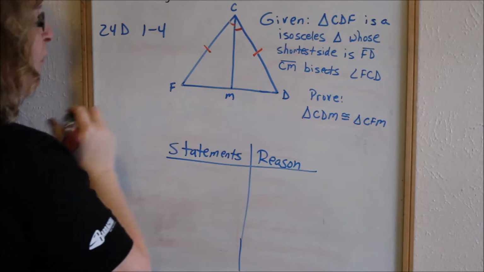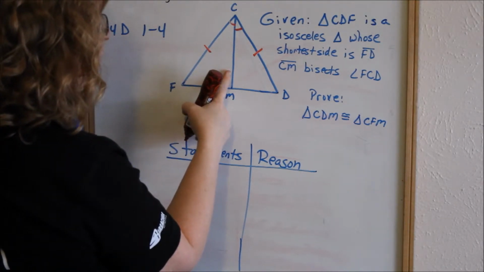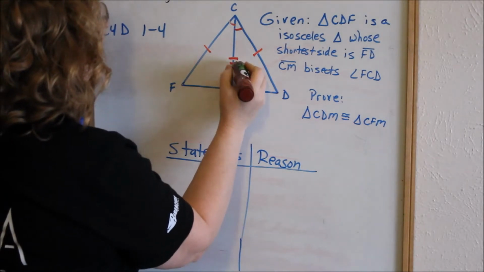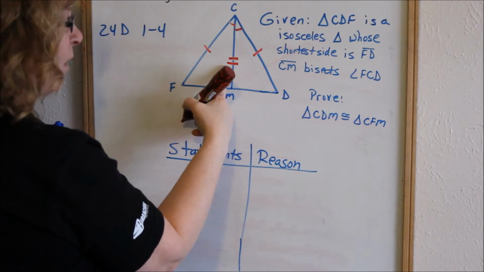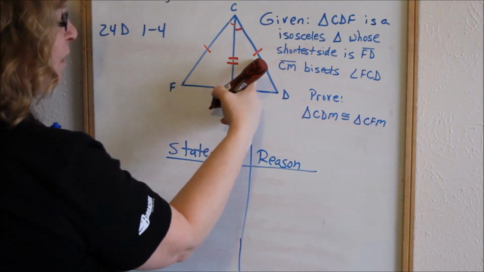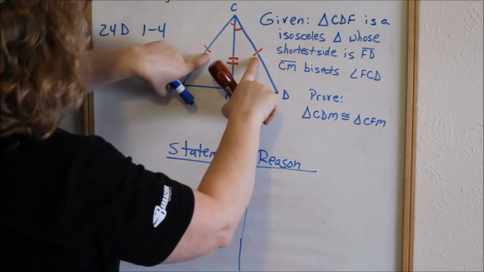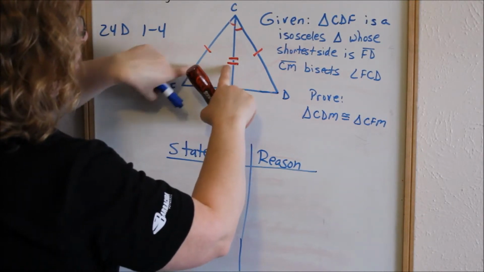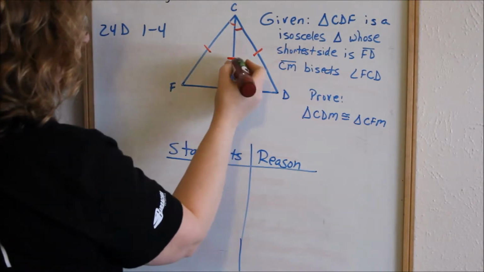Then there's one other thing that we know. This line right here is the same side for both triangles. So therefore that would be the reflexive property. I am going to mark this with a different marking than these because this line is not congruent to this line. So since I've already used one dash to mark these congruent, I need to use a double dash to mark that this reflexive is congruent.